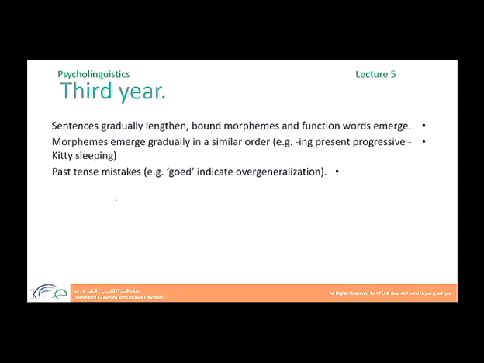All right, now at year 3, what do we notice? First of all, sentences gradually lengthen. This is, of course, intuitive. Bound morphemes and function words emerge. This is where we start producing third-person singular s, as in he walks, she walks. Past tense ed, he finished, for example. And then function words also emerge. So the children start using those words. Morphemes, of course, emerge gradually. This is really important, and in a similar order.